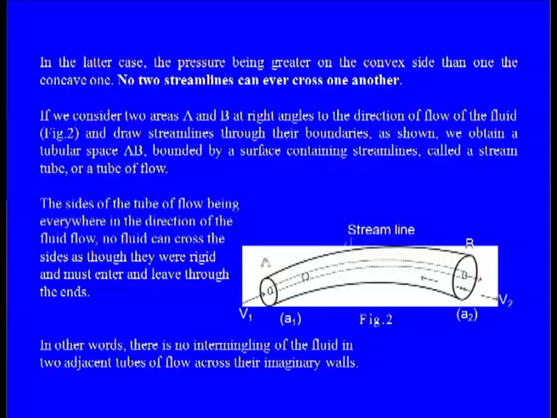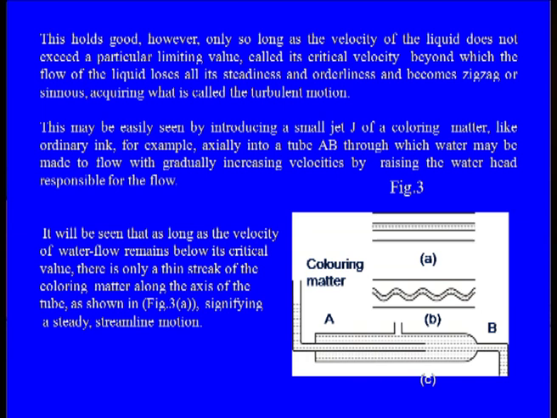The sides of the tube of flow being everywhere in the direction of the fluid flow, no fluid can cross the sides as though they are rigid, and must enter or leave through the ends. In other words, there is no intermingling of the fluid in two adjacent tubes of flow across the imaginary walls. This holds good only so long as the velocity of the liquid does not exceed a particular limiting value called its critical velocity, beyond which the flow of liquid loses all its steadiness and orderliness and becomes zigzag or sinuous, acquiring what is called turbulent motion.